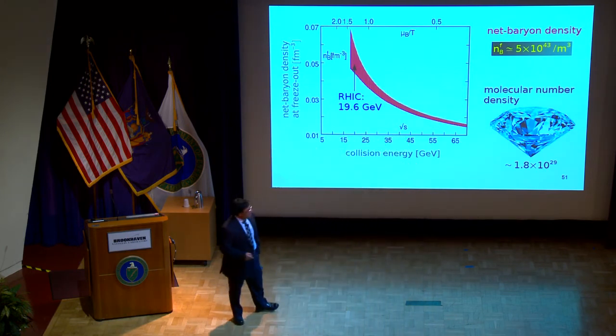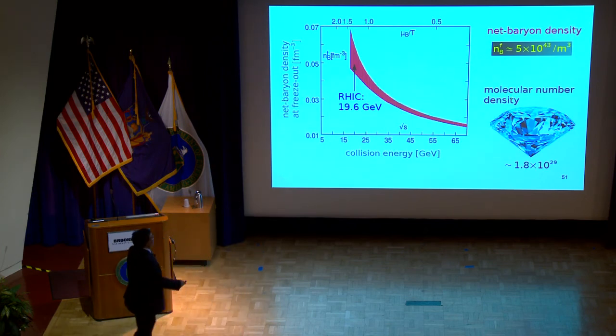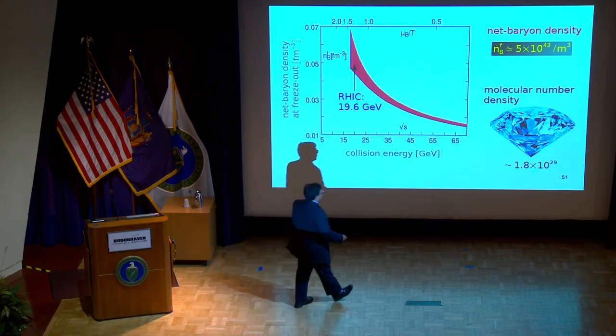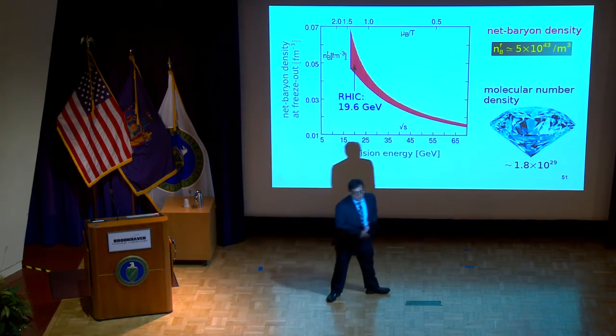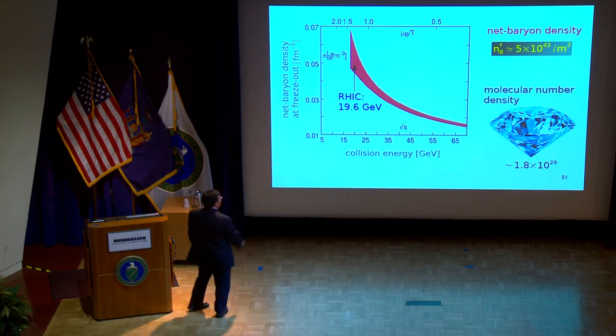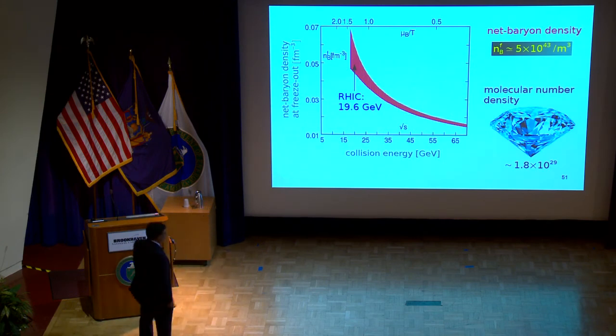So how large is this? If I take a dense object like a diamond, the molecular number density for diamond is roughly 1.8 times 10 to the 29. So the net baryon density for a 19 GeV collision at RHIC is roughly 100 trillion times larger than the molecular density of diamond.